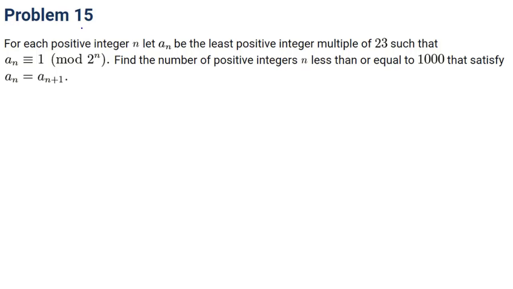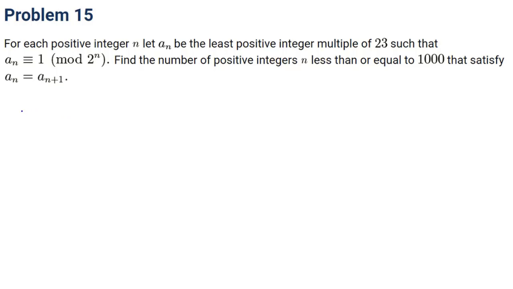Problem number 15, AIME II 2023. It says for each positive integer n, let a_n be the least positive integer multiple of 23 such that a_n is congruent to 1 mod 2^n. Find the number of positive integers n less than or equal to 1000 that satisfy a_n equal to a_(n+1). Okay. So let's check.